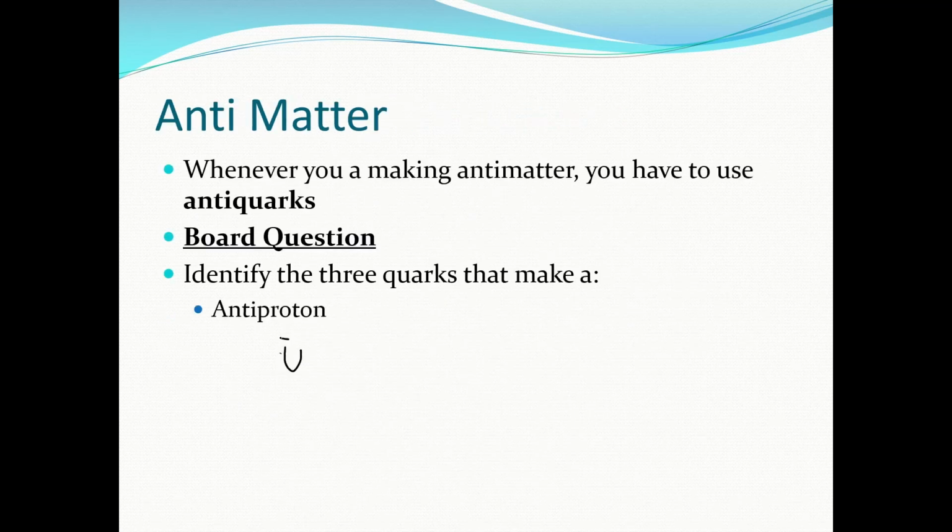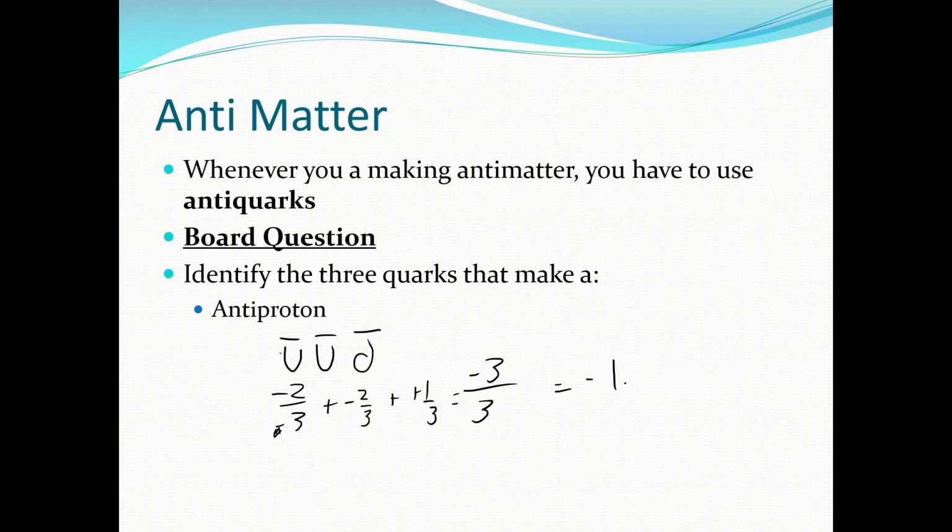So we'd use 2 anti-ups and an anti-down. Right? Anti-up is -2/3, and then -2/3, and then +1/3. Right? The 3 stays on the bottom. So we have -2, -4, and then -3, and this would give us a charge of -1. So that's what an antiproton would be made up of.